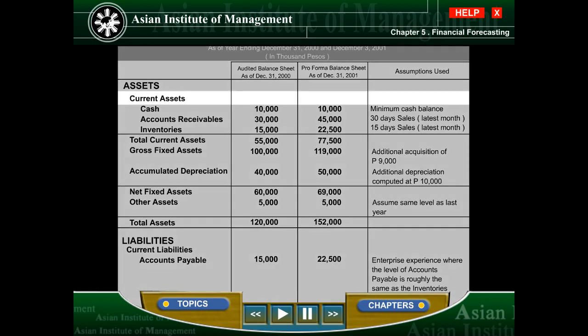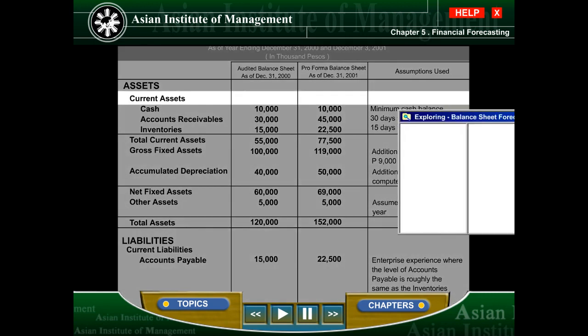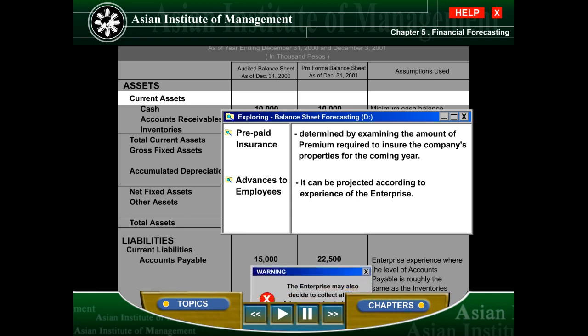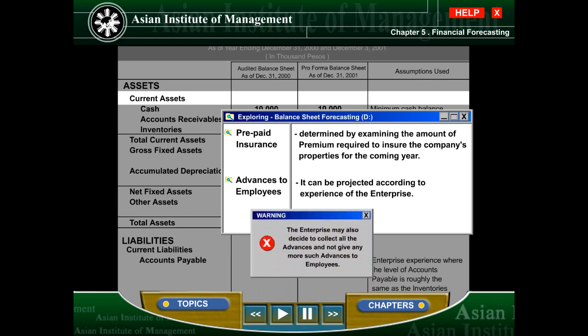Other current assets must be individually looked at. Prepaid insurance, for example, can be determined by examining how much premium will be required to insure the company's properties for the coming year. Advances to the employees is another item found in other current assets. It can be projected according to the experience of the enterprise. The enterprise may also decide to collect all of the advances and not give any more of such advances to employees, in which case the advance to employees becomes 0 for the next year.